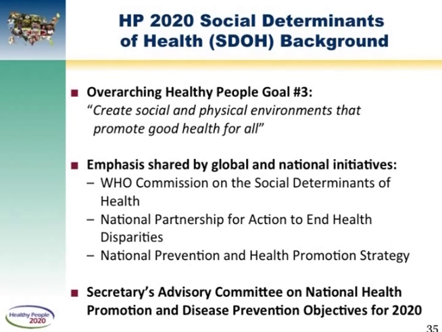Social determinants of health are increasingly recognized as those elements that are very essential, that have to be addressed if we're going to make any kind of difference in the health of individuals and communities. And obviously, it's been around for a long time, but I think more and more people are starting to adopt it. As you can see, one of our overarching goals, goal number 3 for Healthy People, is to create social and physical environments that promote good health for all. And so it's really a part of what we're doing.